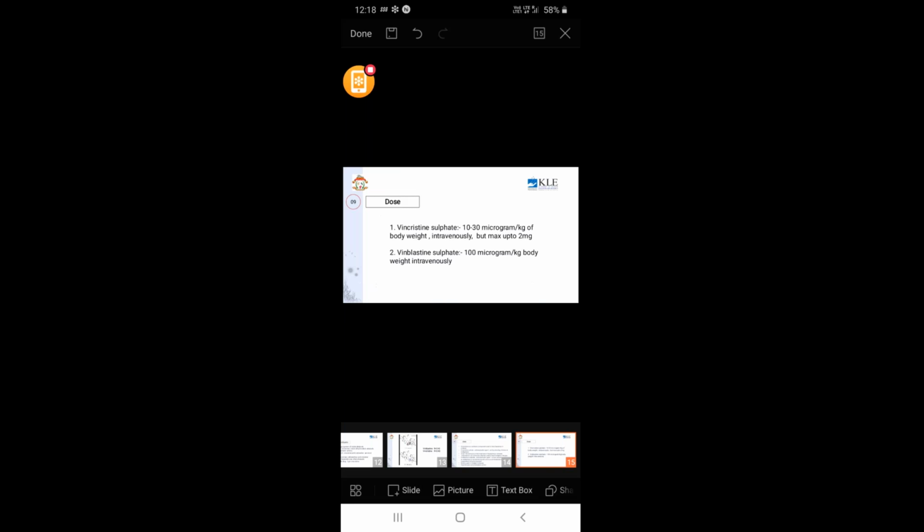Dose: vincristine sulfate is given 10 to 30 micrograms per kg of the body weight, which is given intravenously, but maximum up to 2 mg. Vinblastine sulfate is given 100 micrograms per kg body weight intravenously.